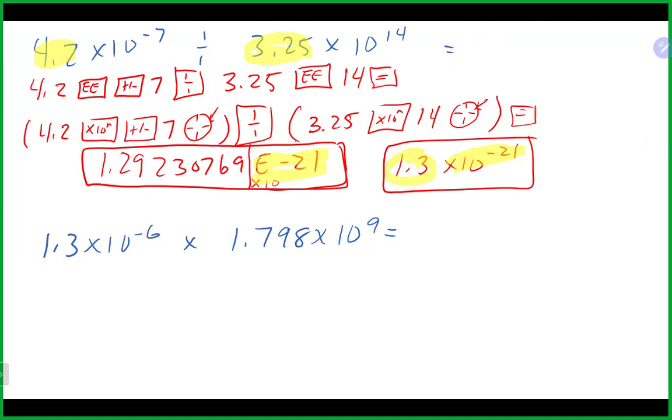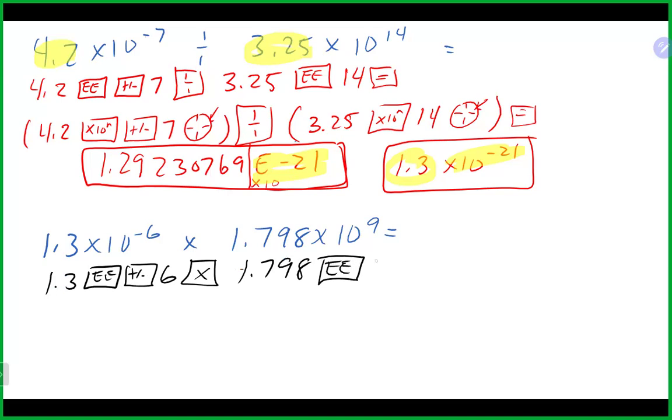If we look at the bottom one again, we'll punch it in the same way. A little 1.3, a little exponent button, a little negative button, and a 6. Multiplication, 1.798, exponent button, positive 9 there, and an equals.